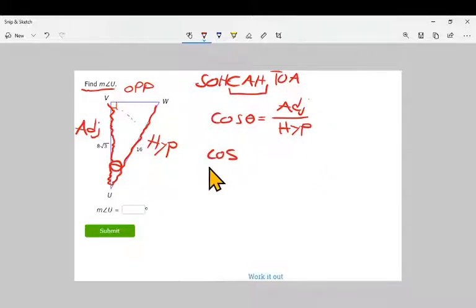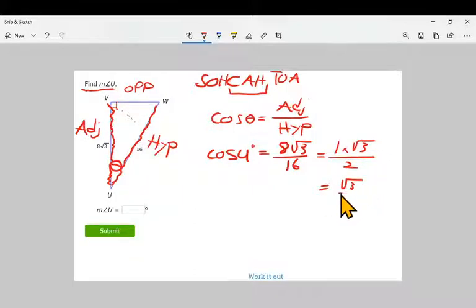Okay, go ahead and plug everything in. We'll have cosine of theta. Theta is angle U, so I'm going to write U degrees, equals the adjacent side, 8 square root of 3, all over the hypotenuse, which is 16. It's nice, we can actually simplify 8 over 16 down to 1/2, right? 8 is just 1/2 of 16. So this becomes 1 times square root of 3 over 2, or, since 1 times anything is itself, just the square root of 3 over 2. And so really we have cosine of U degrees equals the square root of 3 over 2.